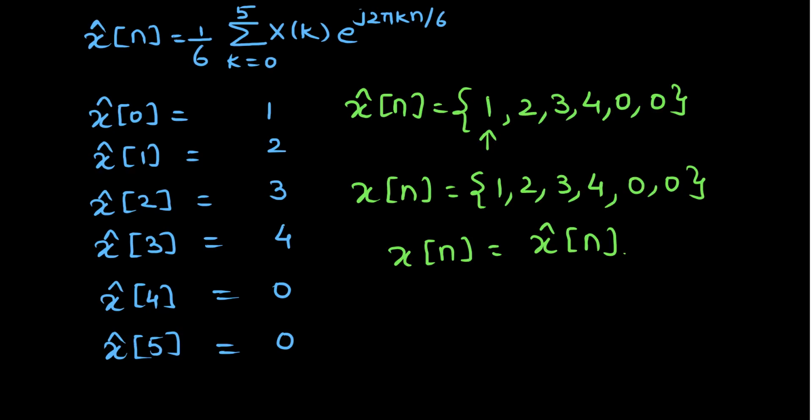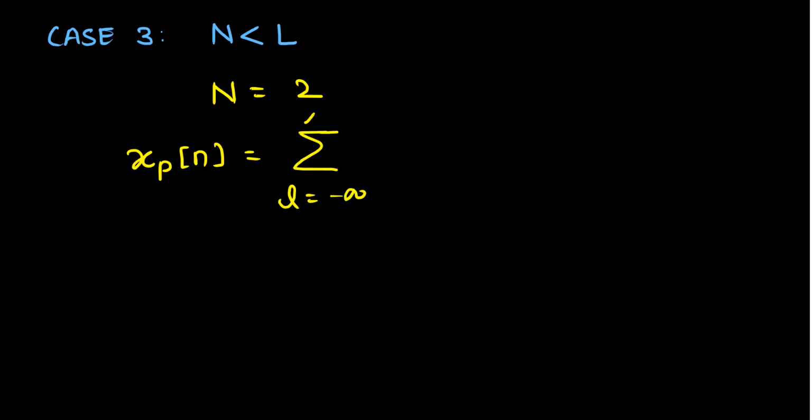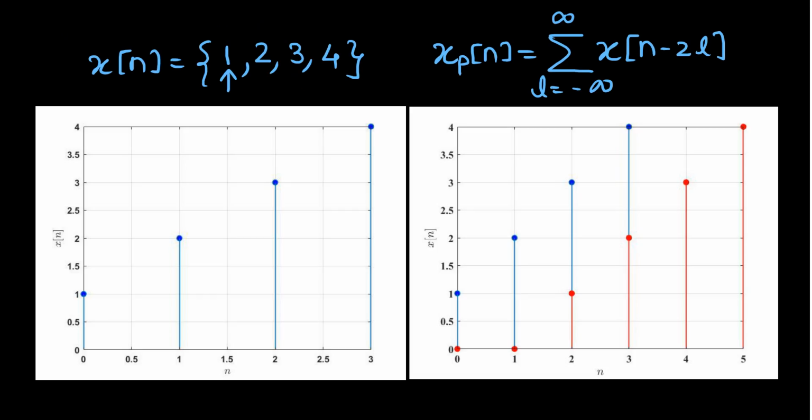So now let us consider the third case, that is when the value of n is less than L. And for that, let us consider the value of n as 2. Now as we have the value of n as 2, the periodic sequence that we obtain can be given as summation L running from minus infinity to infinity x of n minus 2L. Now let us try to visualize this signal graphically. So this is the original signal, that is 1, 2, 3, 4, starting from 0 and ending at 3.